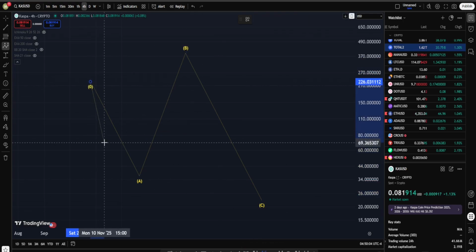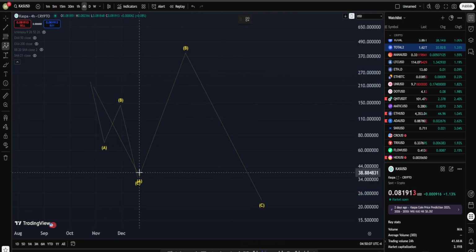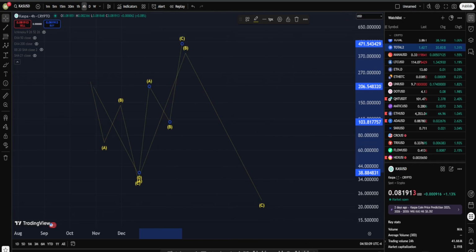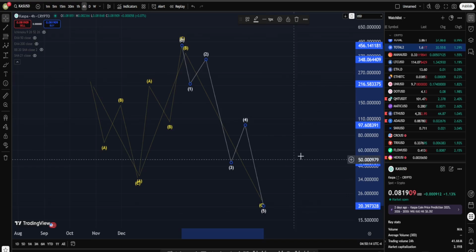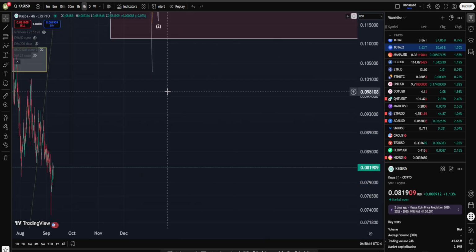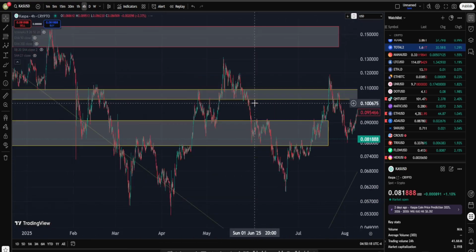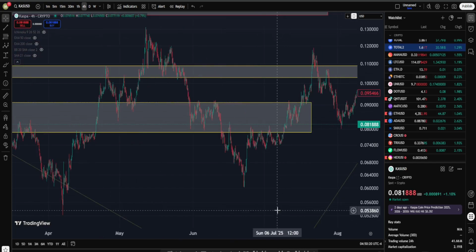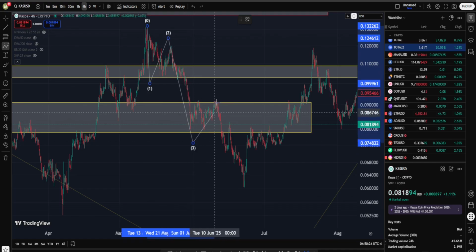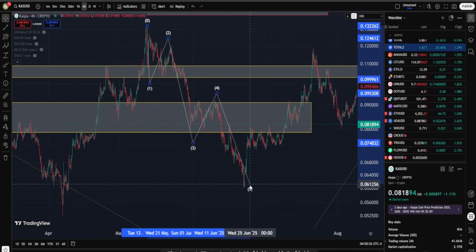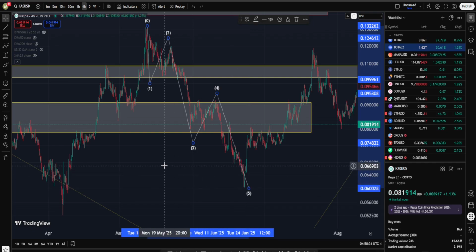And in terms of the subwaves, you know it, ABC into A, ABC into B, and yep, a 1, 2, 3, 4, 5 wave impulsive structure down into C. Now let's go on the live chart and see what is going on. And I think we can kind of agree that this is a 1, 2, 3, 4, 5 wave, which by the first look, I'm telling you right now, is definitely not an optimistic sign.